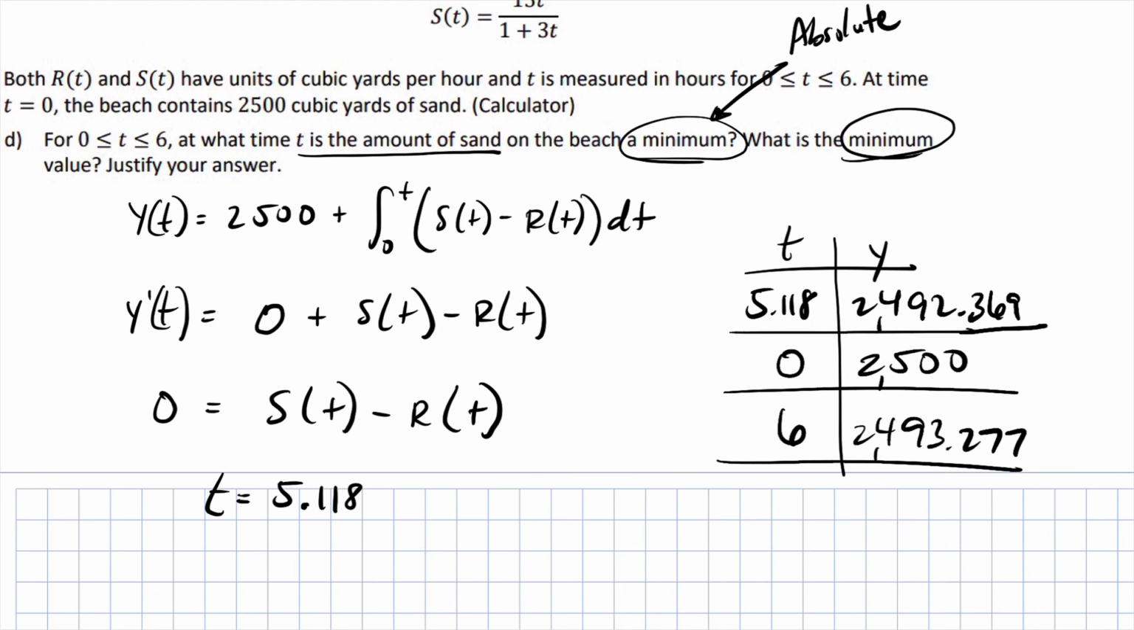Okay? The absolute minimum from 0 to 6 is 2,492.369 yards cubed. And that occurs when t equals 5.118 hours. That's what your answer would be for this one. Okay? All right.